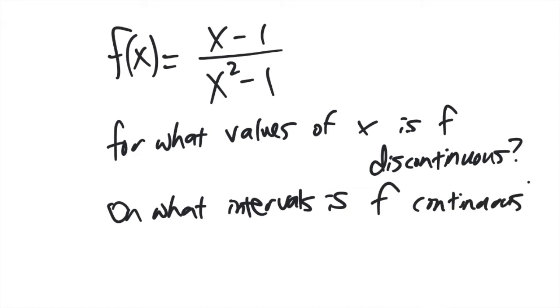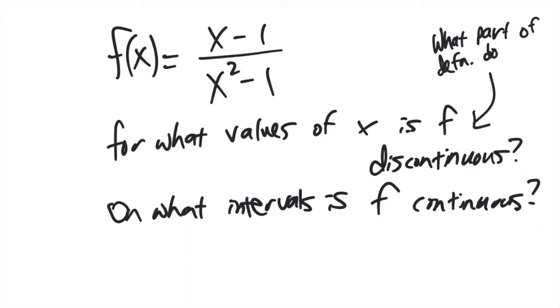I might even throw in a second part to that first question. For what values of x is f discontinuous? And I might throw in a follow-up question of what part of the definition breaks down. So what part of the definition does not hold? Is it that f of a doesn't exist, or is it that the left-hand limit and the right-hand limit are not equal? What is the issue that's causing a discontinuity? That's something we can think about.